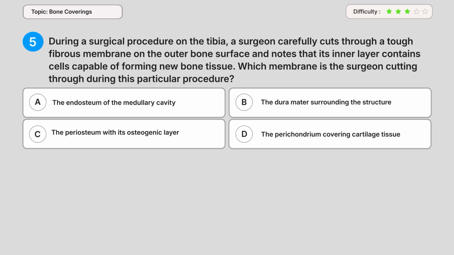A. The endosteum of the medullary cavity. B. The dura mater surrounding the structure. C. The periosteum with its osteogenic layer. D. The perichondrium covering cartilage tissue. Do you know the answer?